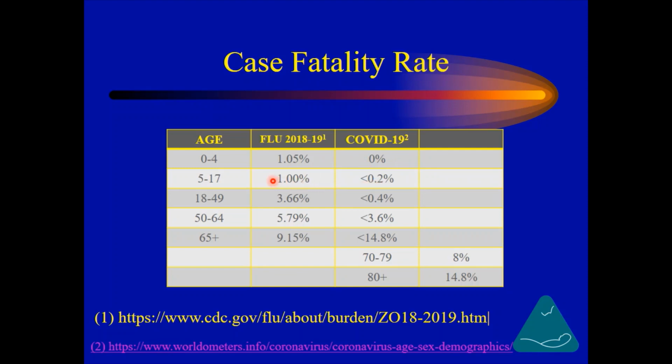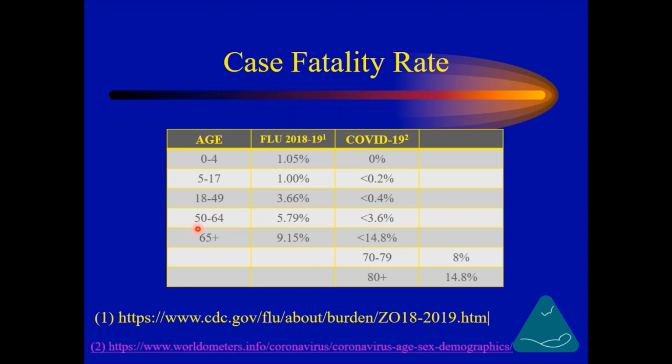So what does this look like? For children ages 0 to 4, if they were infected with the flu last year, there was about a 1% chance they would die. For COVID-19, as of the date I looked, there had been no deaths in this age group. For age 5 to 17, again, about a 1% fatality rate for the flu and less than a 0.2% fatality rate for COVID-19. For the age group 18 to 49, 3.66% for the flu and less than 0.4% for COVID-19.